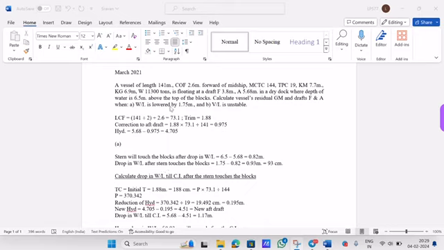Drop in water level after stern touches the block. In the question, they have given that water level is lowered by 1.75 meters. So we need to find out how much more the water level drop has taken place. Drop in water level after the stern touches means 1.75 minus 0.82 meters. It will be 93 centimeter. Now we need to find out how much will be the drop in water level till the critical instant after the stern touches the block.